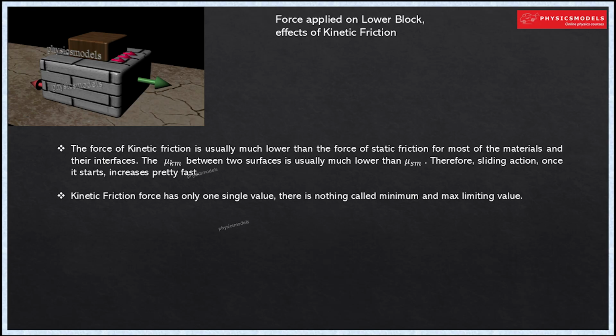The second point to note is that unlike static friction, kinetic friction does not have a limiting maximum force. It doesn't have a zero and a maximum. It has only one single value.